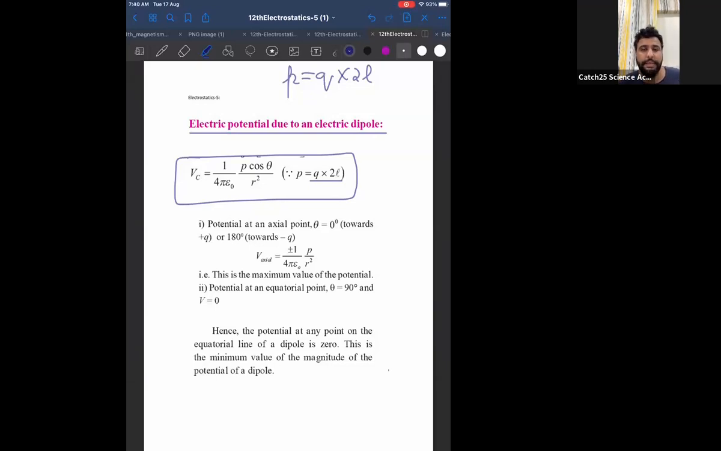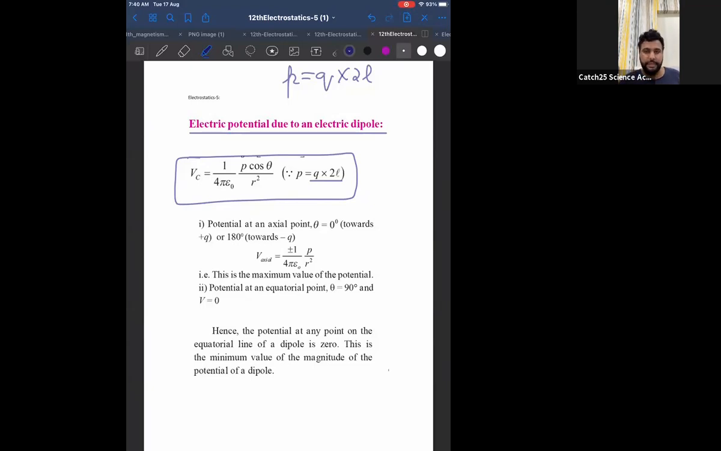And R is the distance of the point from the center. Small letter R is the distance of the given point from the center.